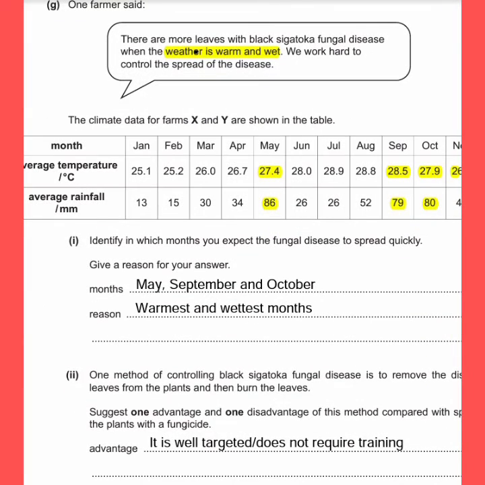Okay. Then we have been given climate data for farms X and Y, and then they're saying identify in which months you expect the fungal disease to spread quickly. Of course, so you want months. You don't have the idea of consecutive here. You just want the months which are warm and which are wet.